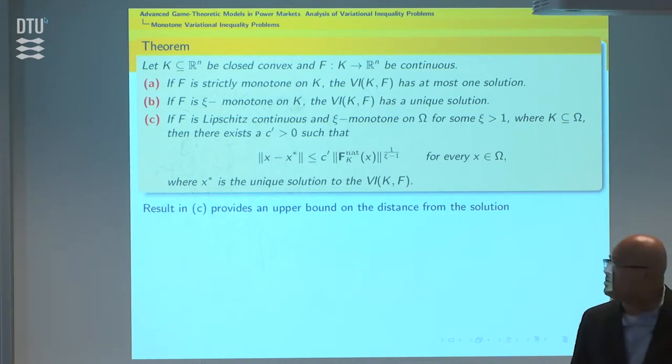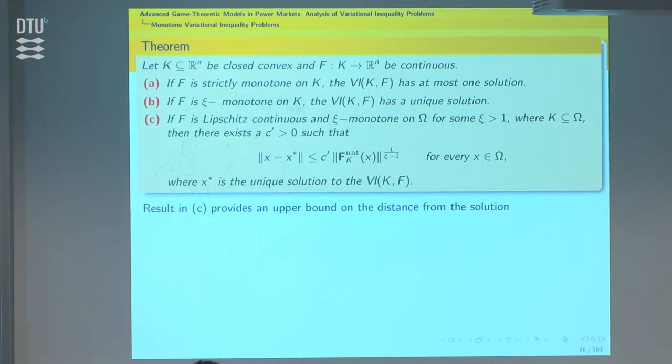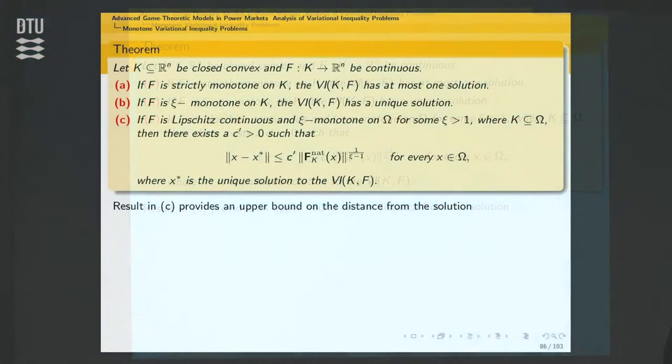Okay? So this is an important result. Let K be a closed and convex set and F be continuous. If F is strictly monotone, then the VI has at most one solution. If it's strongly monotone, then it has a unique solution.